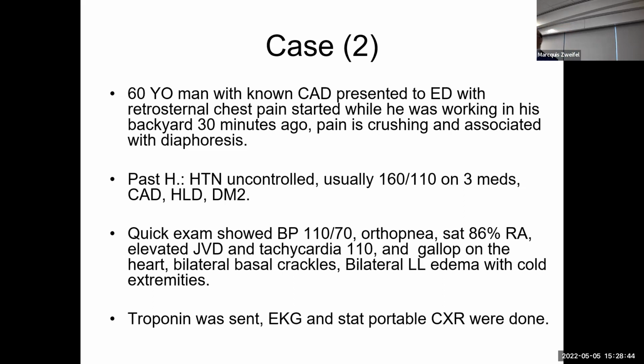A 60-year-old man with known coronary artery disease presented to the ED with retrosternal chest pain that started while he was working in his backyard 30 minutes ago. Pain is crushing and associated with diaphoresis. Past history of the usual hypertension, uncontrolled. Usually blood pressure runs 160/100 on 3 medications. Coronary artery disease, hyperlipidemia, diabetes. Quick exam showed his blood pressure is 110/70, orthopneic, sat 86% on room air, elevated JVD, tachycardia 110, gallop on the heart, bilateral basal crackles, bilateral lower extremity edema with cold extremities. Troponin was sent, EKG and stat portable chest X-ray were done.